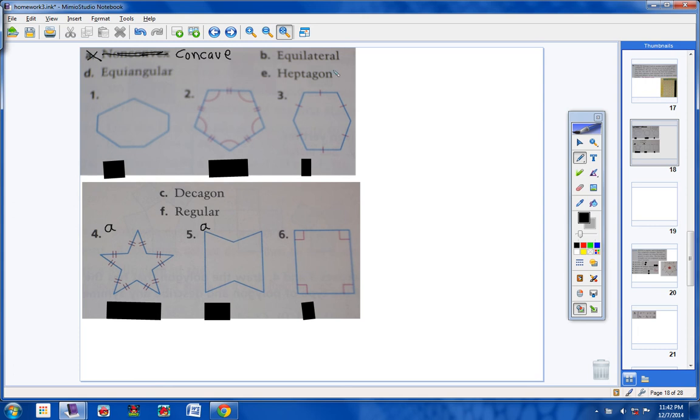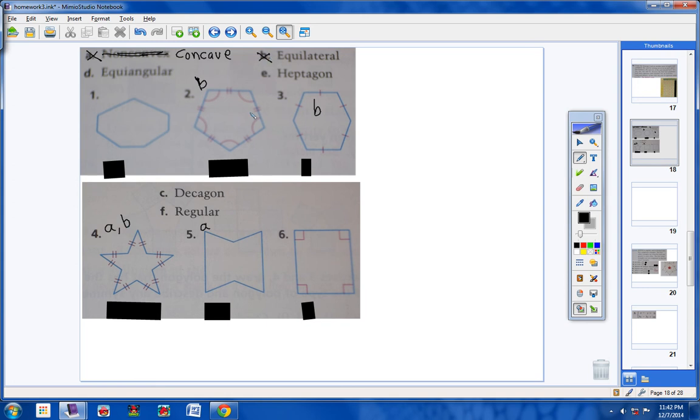Let's go on to B, equilateral. Okay, are all the sides congruent here? No. Here all the sides are congruent, so we'll put a B here. Here all the sides are congruent, so we'll put a B here. And that's it. Okay, moving on to letter C.